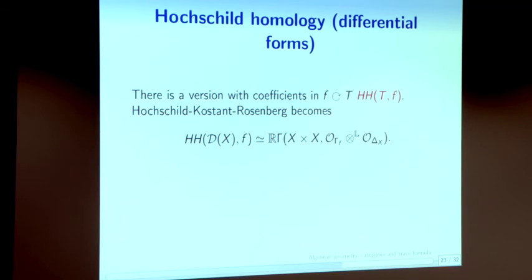There is also a version with an endomorphism. I was mentioning this trace formula. So if I have an endomorphism F of my non-commutative variety, there is also a Hochschild complex twisted by F, and then Hochschild-Kostant-Rosenberg becomes that for X with an endomorphism F, what you compute is some intersection number of the graph of F with the diagonal. So when F is the identity, this is the self-intersection of the diagonal. So in particular, what is important is that the Euler characteristic is this intersection number of the graph of the endomorphism with the diagonal. So it computes fixed points.